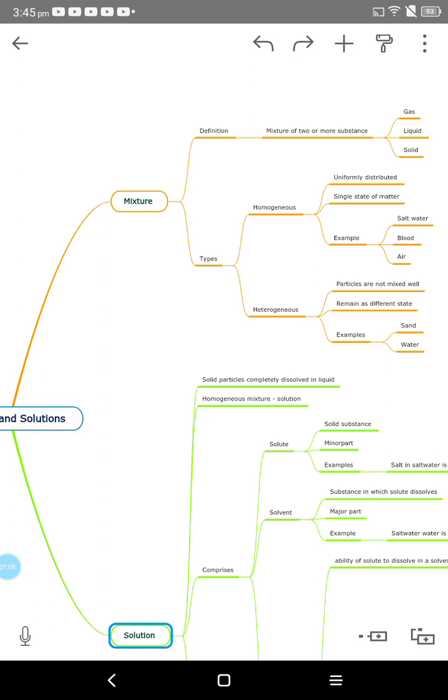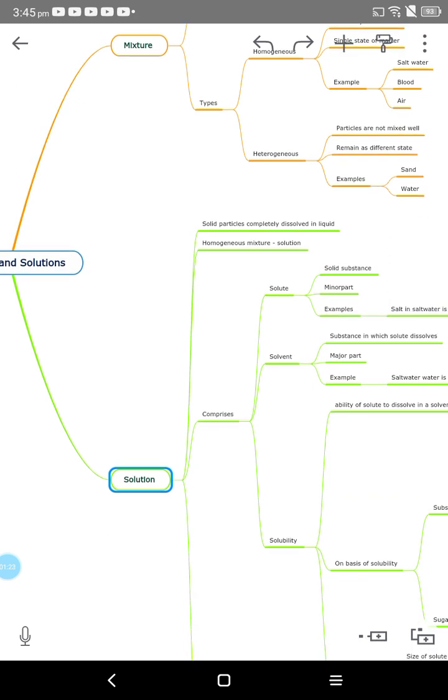Heterogeneous mixture. Particles are not mixed well and they remain as a different state of matter. Example: sand and water, sandy water. Solution. Solid particles completely dissolving in liquid is called a solution. Homogeneous mixture is equal to a solution.